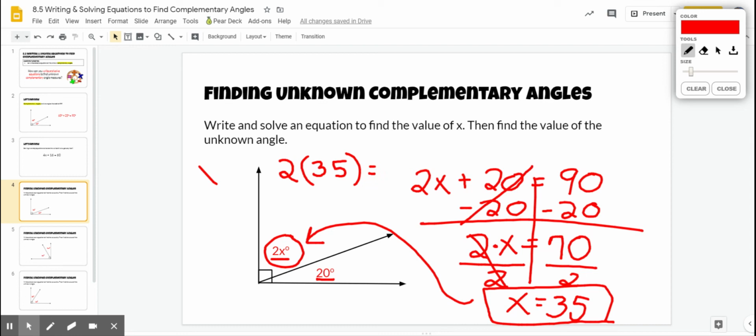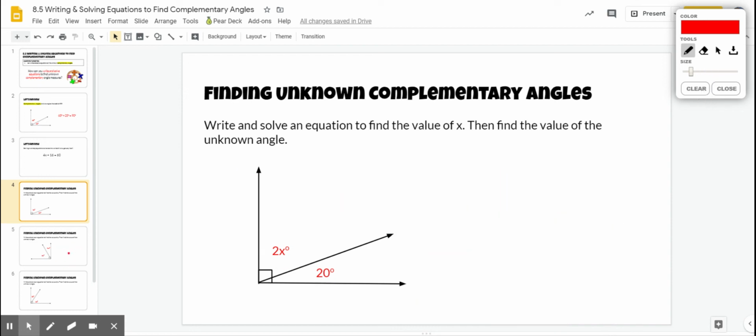And when I figure this out, that will tell me the measure of the angle. So 2 times 35 is going to give me an angle that measures 70 degrees. Okay, so the first step is to write your equation. Second step is to, of course, solve your equation for x. And then the last thing you're going to do, step number 3, is to come over and substitute that value in and find the measure of the missing angle.